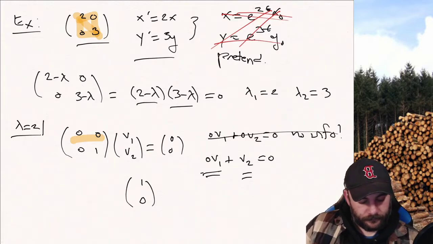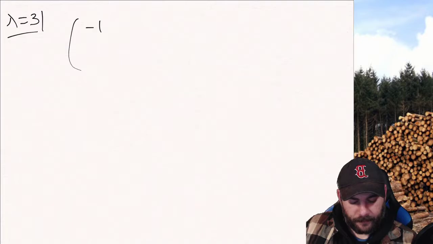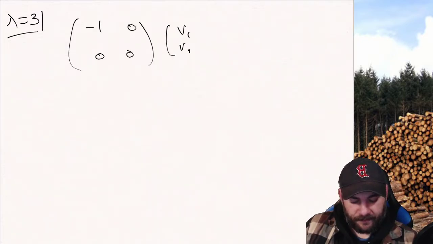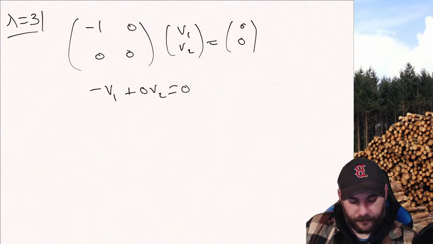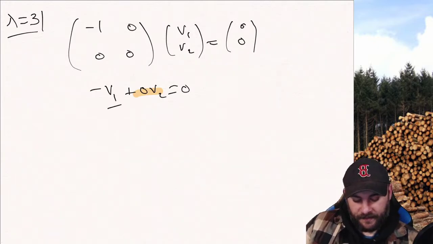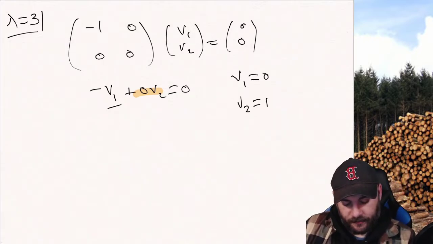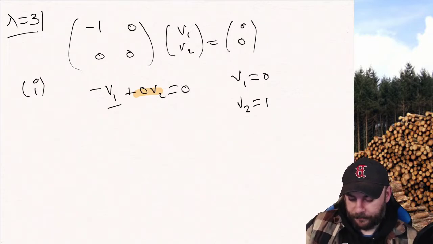Okay? All right, second part of this. Lambda equals 3. My coefficient matrix therefore becomes negative 1, 0, 0, 0. I have to multiply that by a vector, and that needs to equal the 0 vector. And so I get negative v1 plus 0v2 equals 0. And right here, this is telling me that v2 can be anything it wants to be, and that v1 needs to be equal to 0. If I can make it anything I want it to be, I'm going to make it the easiest number possible. And so my eigenvector for this is 0, 1.